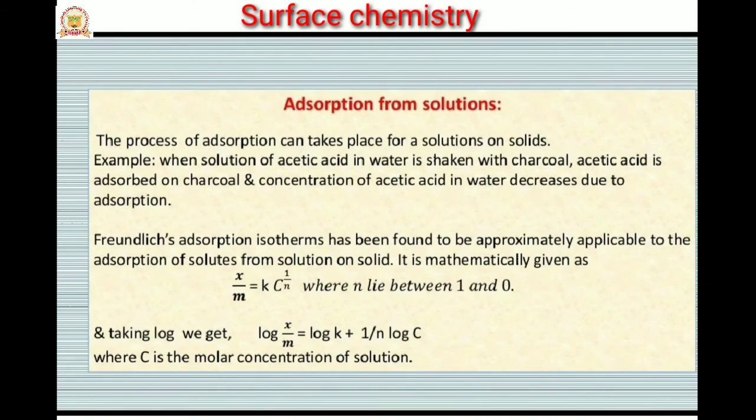Here x by m is what? The x is the mass of the adsorbate that is going to adsorb on the surface of the adsorbent. m is the mass of the adsorbent. The ratio of the adsorbed molecule on the adsorbent is called x by m. That is directly proportional to the concentration of the solution. So here P is replaced by c. x by m is equal to k into c raised to 1 by n, where n lies between 1 and 0. Here k is a proportionality constant. k and n depend upon the nature of the solute.